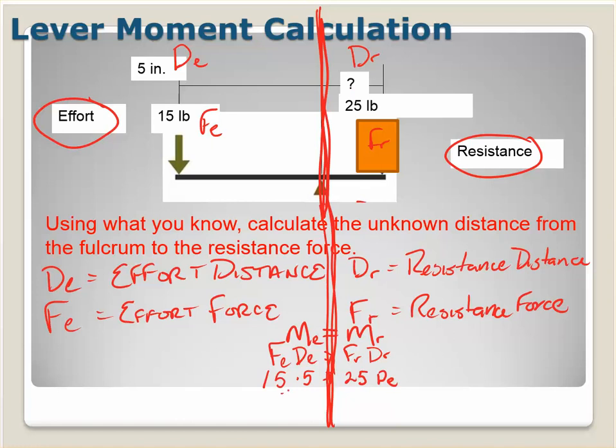So we get 75 equals 25 times dE. Well, divide both sides by 25 and you get 3 equals dE. Well, 3 what? Well, the left-hand side was in inches, so our answer over here is going to be in inches as well. Without going into a whole lot of reason why, we'll go over that in class.